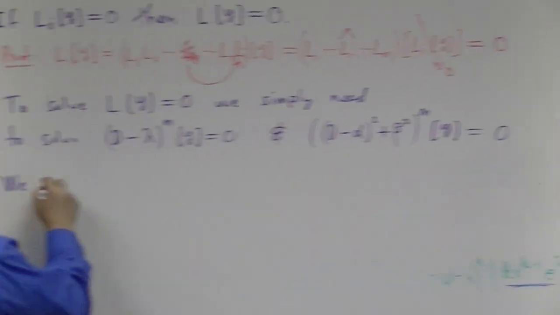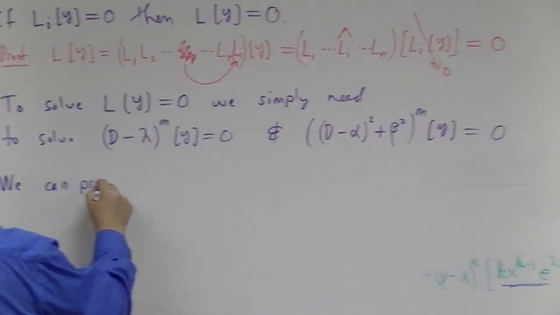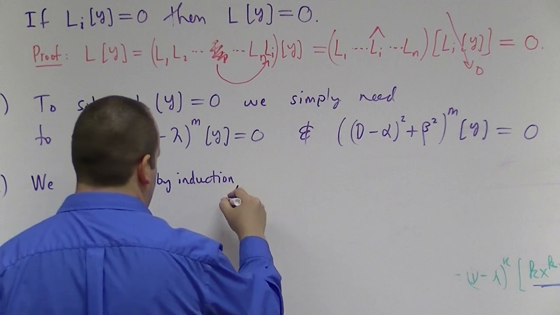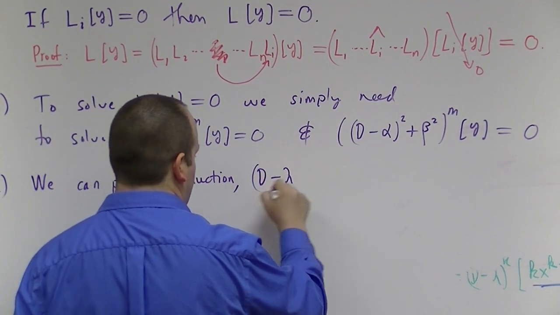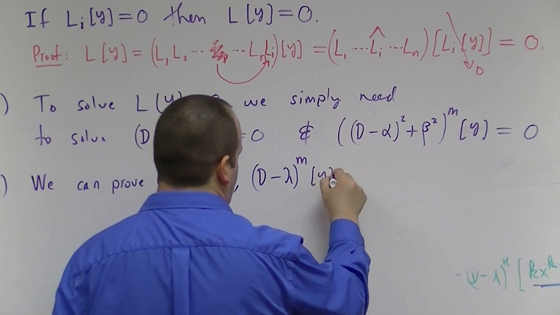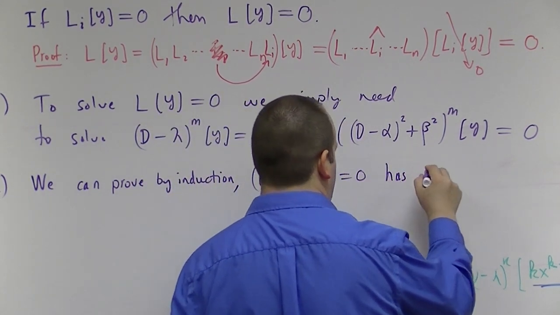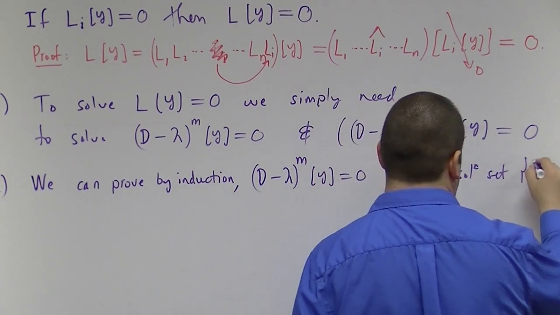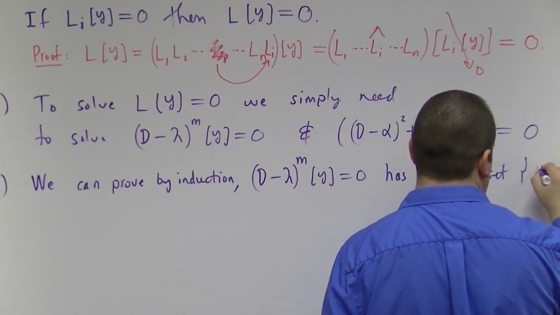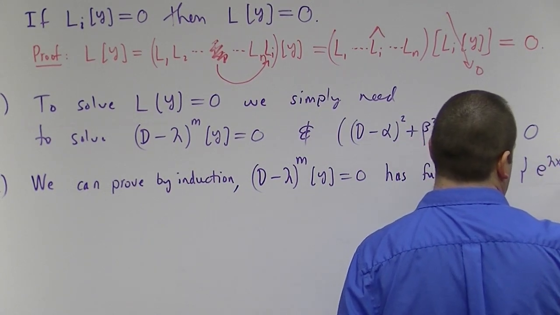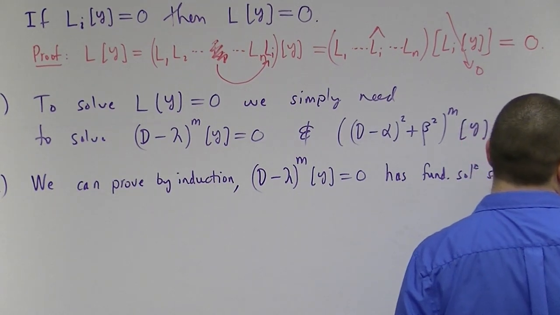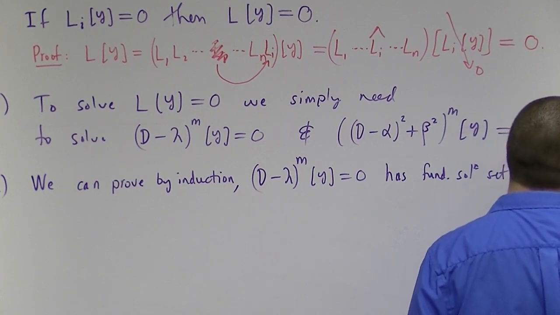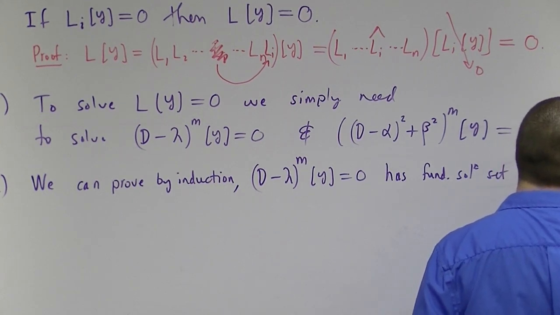So we found, we can prove by induction and differentiation, product rule, all that good stuff, that (D - lambda)^n y = 0 has fundamental solution set e^(lambda x), x e^(lambda x), x squared e^(lambda x), and so forth, all the way out to x^(n-1) e^(lambda x).